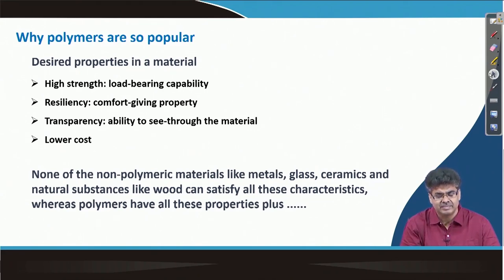Now, the conventional materials like metal, ceramics, glass, wood, none of these non-polymeric materials can satisfy all these characteristics. For example, if you consider glass, it has very high strength and can bear high load. But the problem is that it is brittle, so you need to be very careful during use, otherwise glass breaks and there is a hazard involved in that. Metals are very difficult to get in a transparent condition, and also prolonged use of metal in ambient conditions gives you corrosion-related problems.